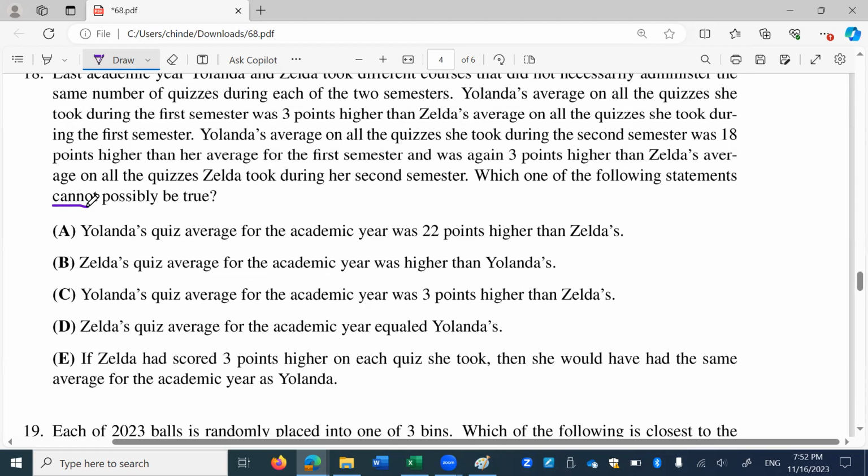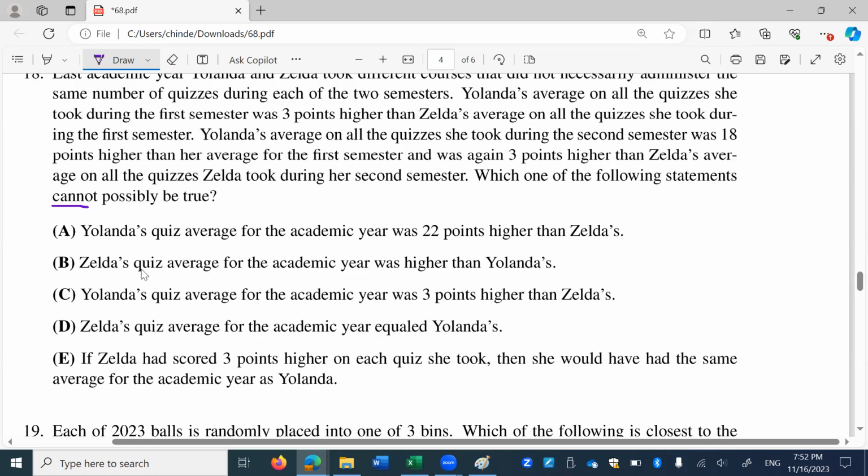Okay, if you haven't seen this kind of thing before, then D is a tempting option. If Yolanda beat Zelda in both semesters, then surely she had a better average. But that is called Simpson's paradox. That's not necessarily true, because they both did better in the second semester. And if there were more quizzes in the second semester, Zelda's average might end up being higher.